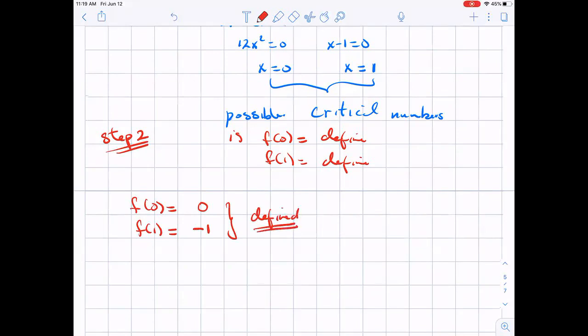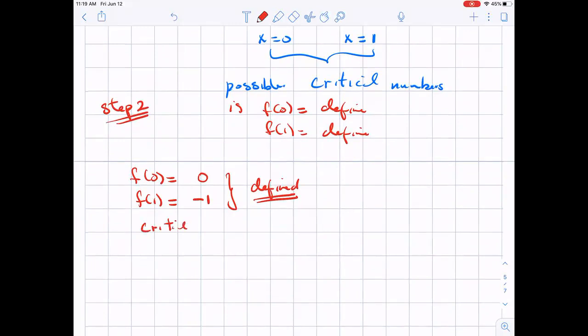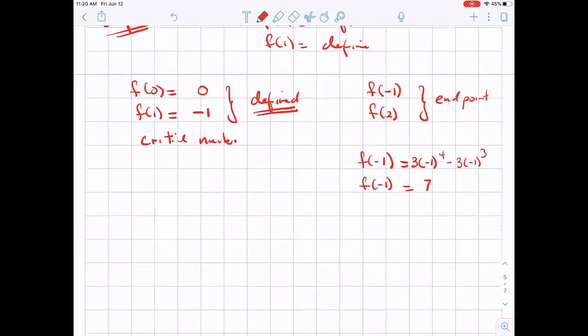Now what we have to do is evaluate f at each endpoint. So these were the critical numbers. Here we now look at the endpoints. The endpoints given were -1 and 2, so what is f of -1 and what is f of 2? f of -1 would be 3 times -1 to the 4th minus 4 times -1 cubed. So this becomes 7. So f of -1 is 7. And then f of 2 becomes 3 times 2 to the 4th minus 4 times 2 cubed, which is equal to 16. So f of 2 is equal to 16.